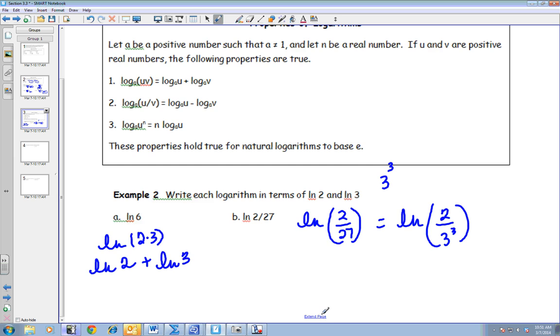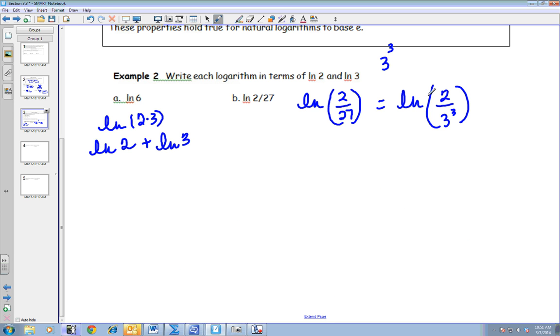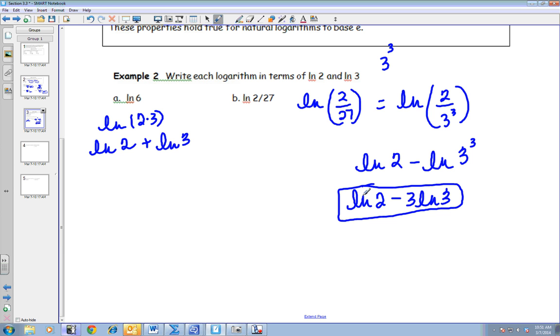So now I'm going to use the properties of logarithms to rewrite this. Well, I have natural log of 2. Remember, division problems can be rewritten as subtraction problems. So minus the natural log of 3 to the third. But then when we're using properties of logarithms to rewrite, this exponent can go in front of this logarithm. So I have natural log of 2 minus 3 natural log of 3. And that's how I would write that.